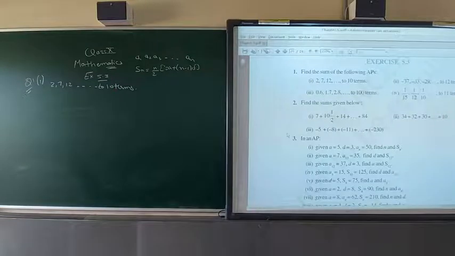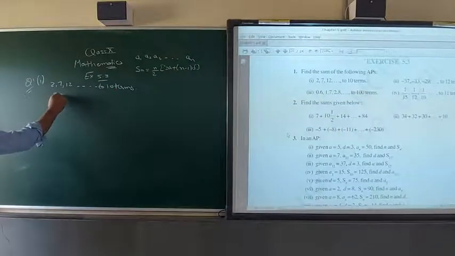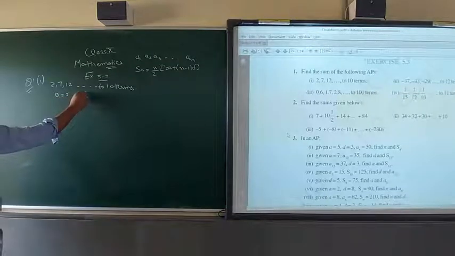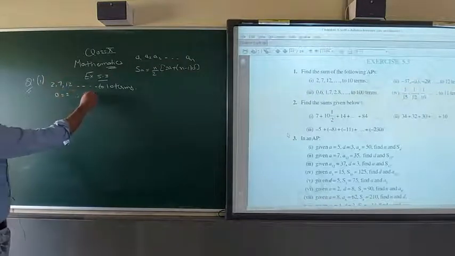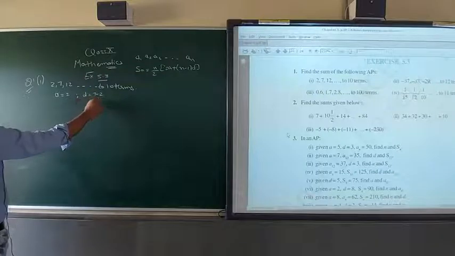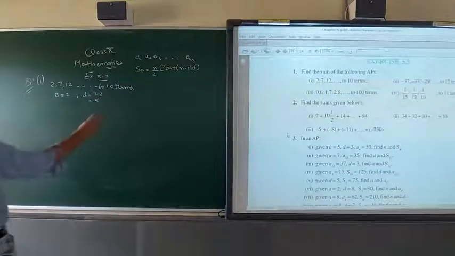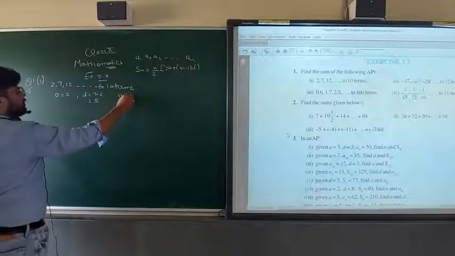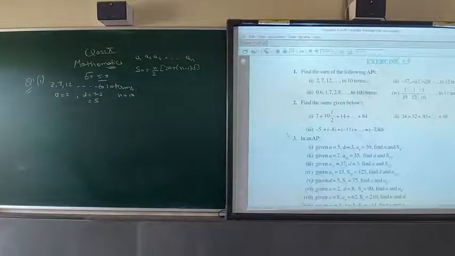Now it is given that up to 10 terms. First find the value of a. a is 2. Now what is d? d is 7 minus 2, that will be 5. And n, the number of terms, is 10. So this will be the formula.